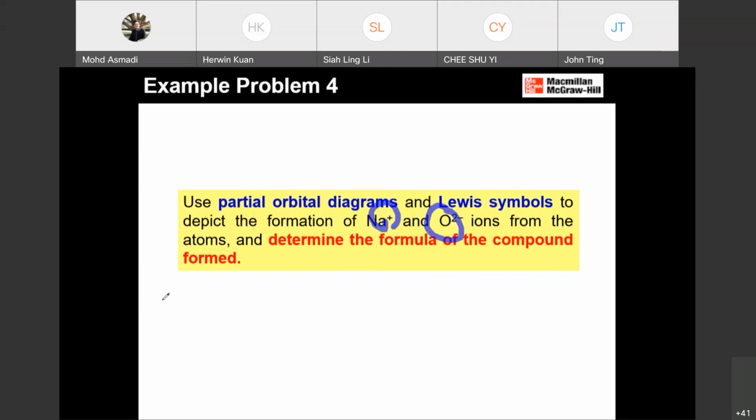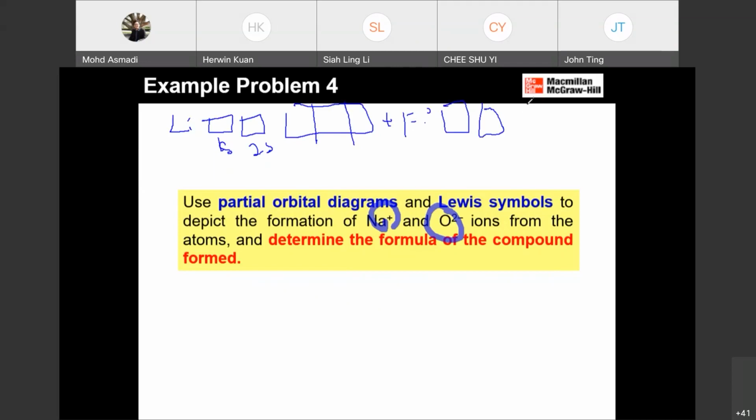For example, like lithium fluoride, right? Okay, this one lithium. I just give example, okay? This is the lithium. Lithium 1s, 2s, and then 2p. This is a partial orbital diagram. Okay, plus with fluorine.